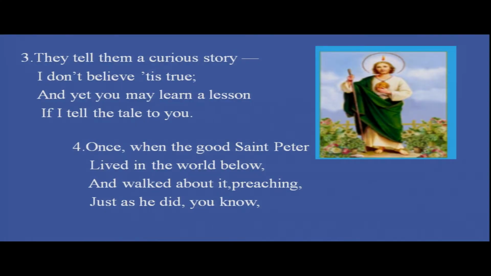What is this curious story? I don't believe it's true. Who is I here? The poet. The poet says that I don't believe it's true. This here, it's old English. So I don't believe it's true, and yet you may learn a lesson if I tell the tale to you. That means the poet wants us, the readers, to accept that, yes, the poet is also not very sure about the authenticity of the tale, but wants us to learn a lesson from this poem, from this story, when the poet is ready to tell us this story.